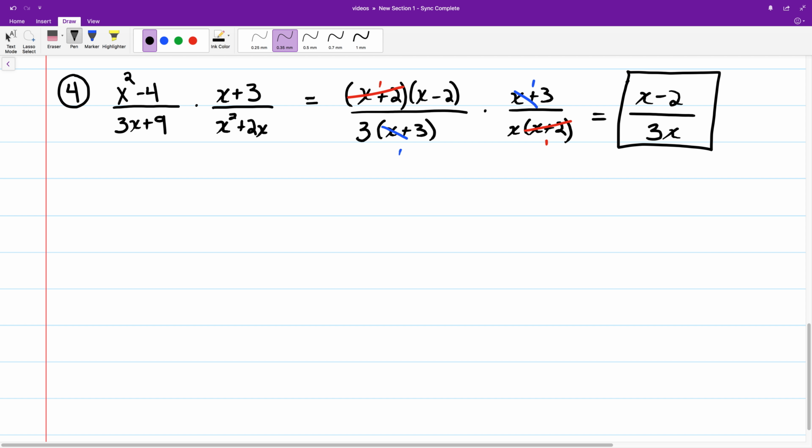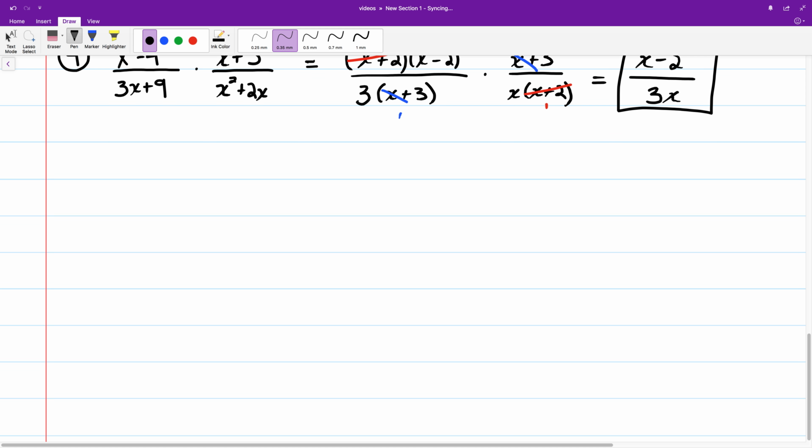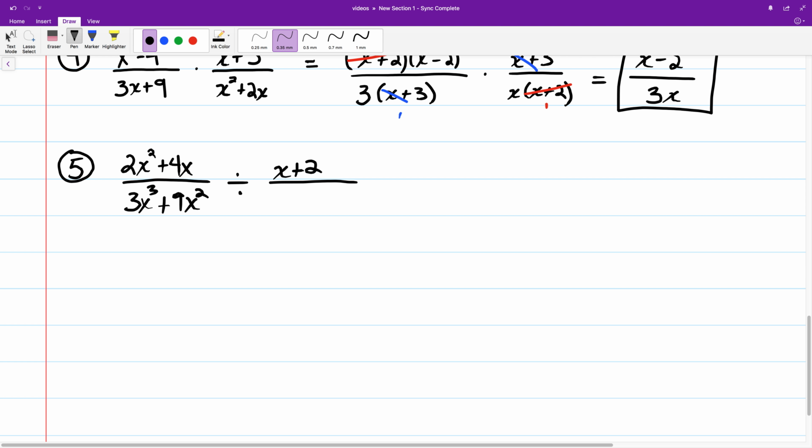Now, let's say we take what we have and put it in the context of division, still working with rational expressions. So we have 2x squared plus 4x over 3x cubed plus 9x squared, divided by x plus 2 over 3x squared plus 9x.